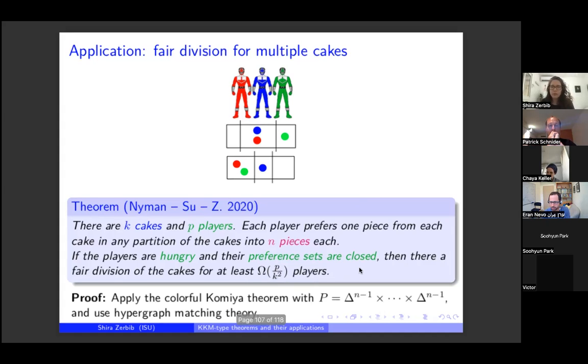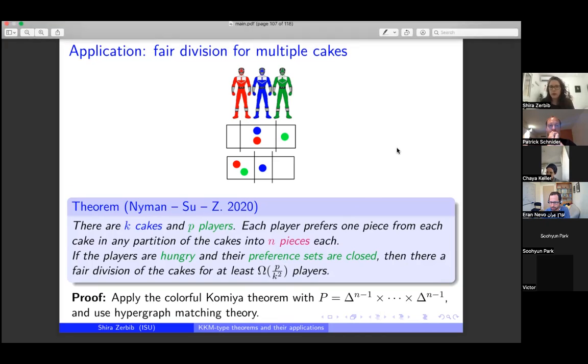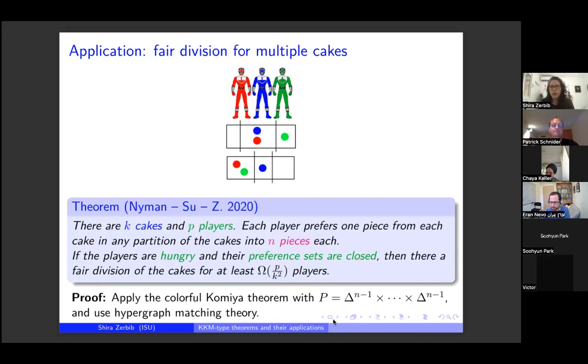So how do I prove this? I use the previous theorem, the colorful Komiya theorem, but instead of taking the simplex, which is the configuration space of partitions of one cake, I take the polytope that is the product of k simplices, and this is the configuration space of the partition of k cakes. And then I use the conclusion of the Komiya theorem together with some hypergraph matching theory in order to derive a large matching in the hypergraph that I get, which is of size n over k squared.